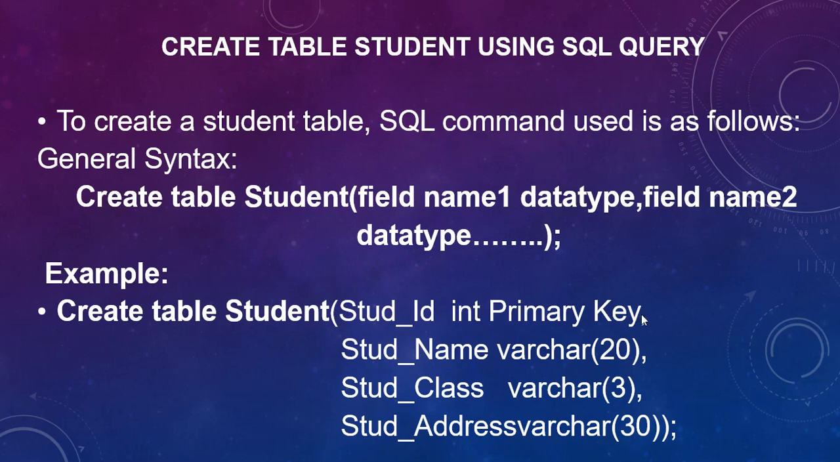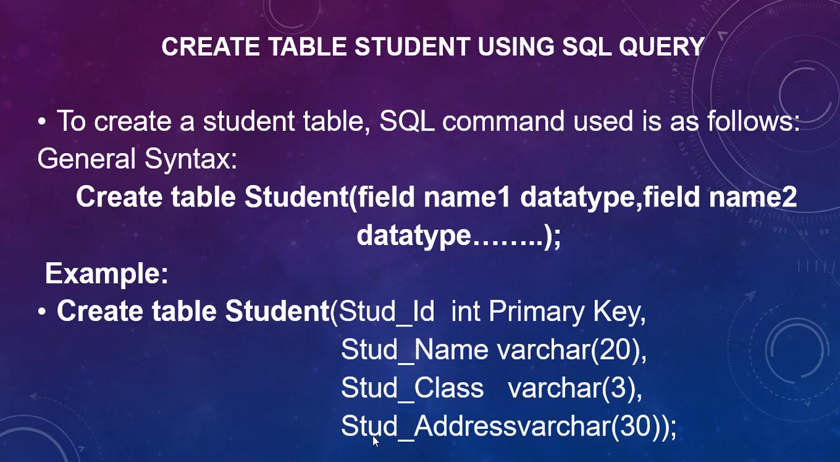Next, put a comma for separating the field names, then student name varchar. What is varchar? Variable character, which allows both letters and numbers. I fix the value as 20, so the length of the data will be up to 20 characters. Put a comma for separating the field names. The third field name is student class. For student class I can give the class name as 6th, 7th or 8th. For that also I can use varchar. So I can use this student class field as varchar of 3.